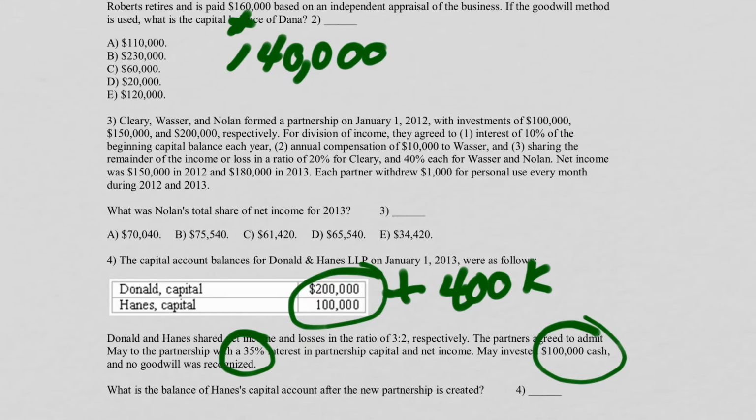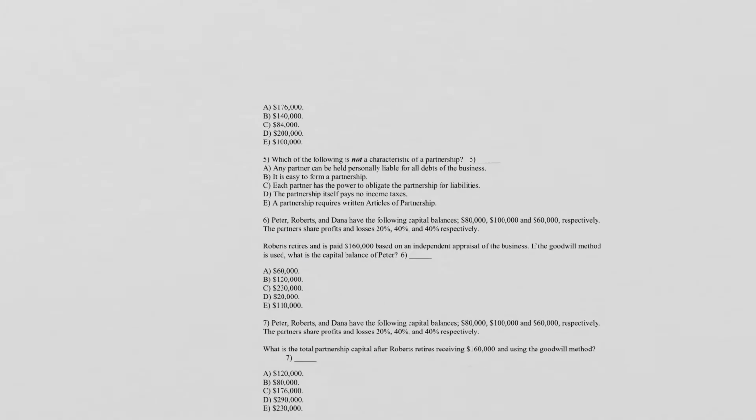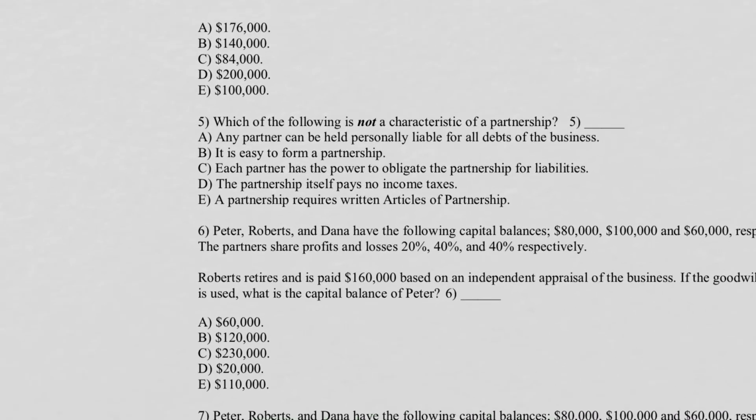He's only putting in 100, which means we've got to take away 40 from everybody else. The ratio is given as 3-2 between the two partners. So of the 40 that we've got to take away, 2/5 of this is what we'll be looking at, which would be 16,000. That has to come off of Haynes's capital account. We take 100 and reduce it by 16. We're going to wind up with 84, and that's the right answer for number 4. All right, that was not so bad. So we can move right along into number 5.